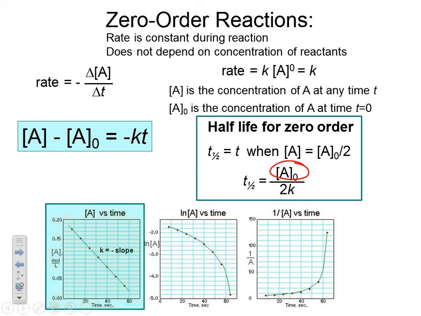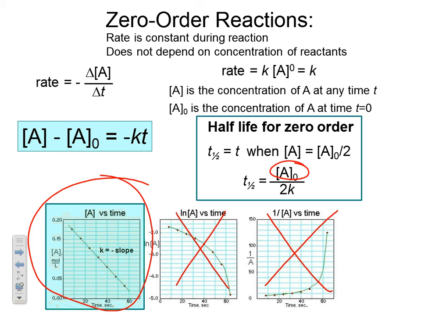But the big point, when does which graph get you a straight line? For zero order, it is not natural log of concentration versus time where you get a straight line. It is not 1 over concentration versus time that gets you a straight line. But now it's concentration versus time, just on its own, not having to do anything else. That gets you the straight line.